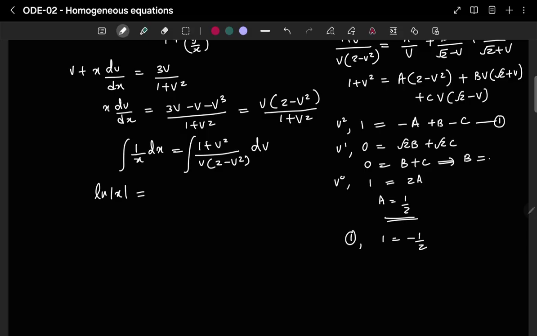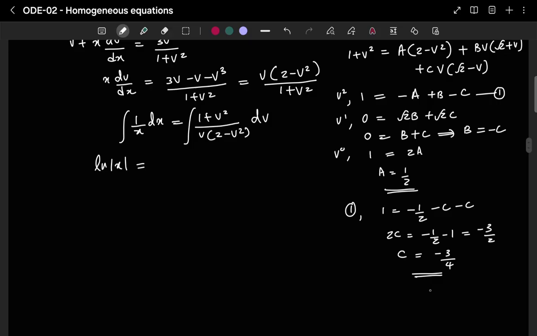So here b minus c, we can substitute for b minus c, and then we get 2c equals minus half minus 1, which is minus 3 over 2. So c we get minus 3 over 4, and also since b is equal to minus c, we get b equals 3 over 4.